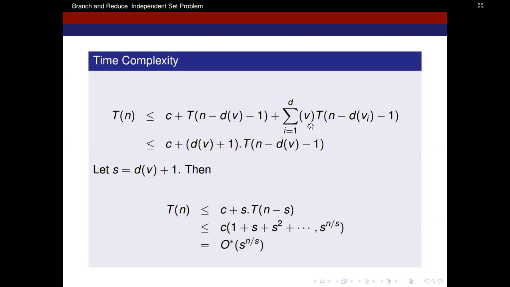Actually, there is a mistake in typing here. This v will be dv here. So here this v is dv, not v. So this term and this term will be this term. So this count is dv plus 1, so dv plus 1 times T of n minus dv minus 1. Is it clear? Is there any question until now?